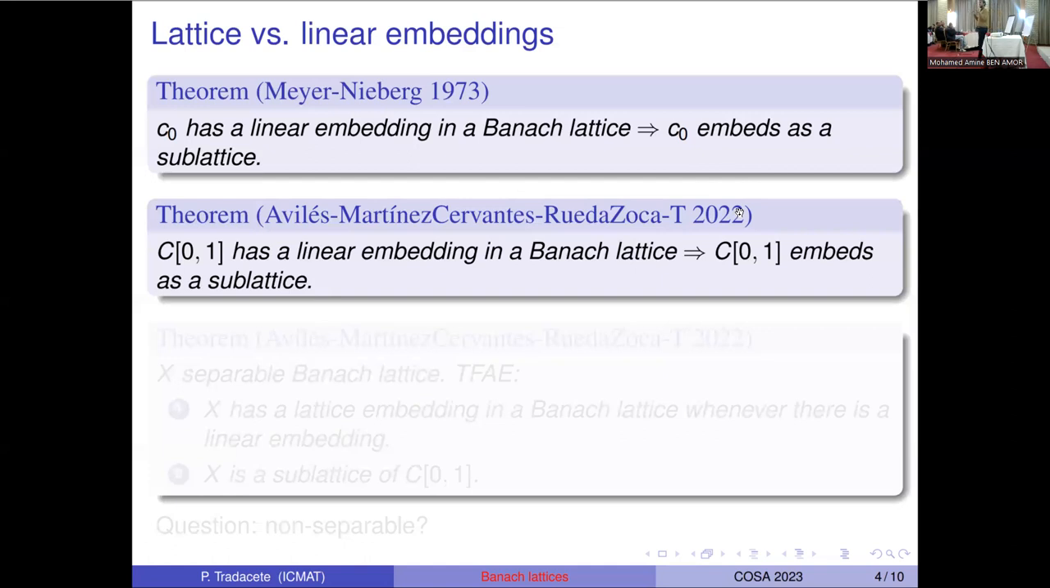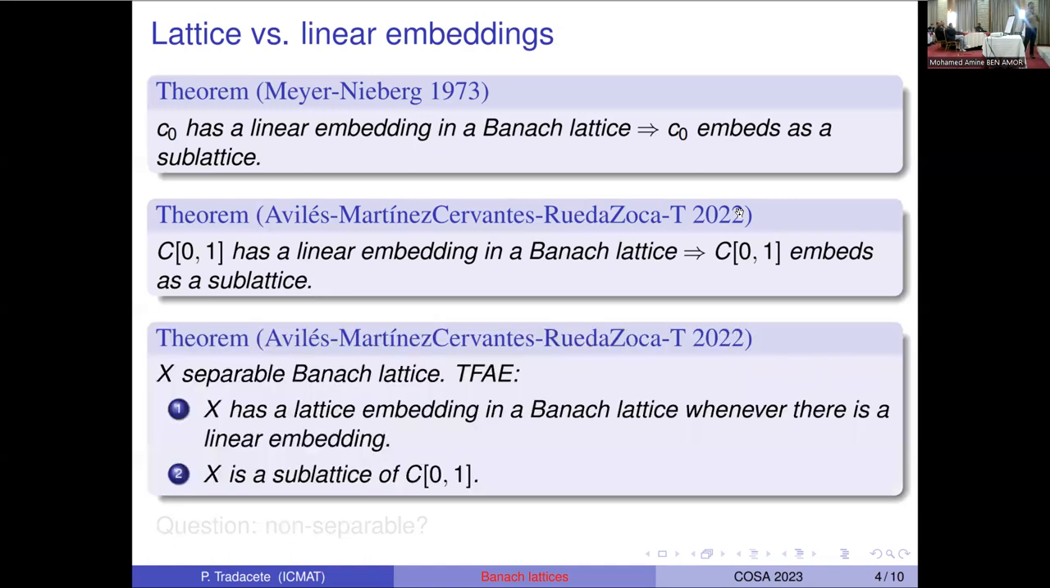So this reduces quite dramatically the amount of Banach lattices that one could hope to have such a property. So of course, C[0,1] has this property. And what we could do is that, at least in the separable setting, we could characterize those Banach lattices with this property, right? So these are the two properties I'm looking at.